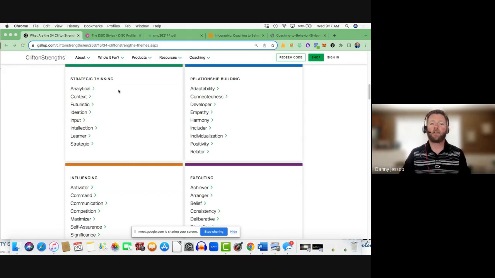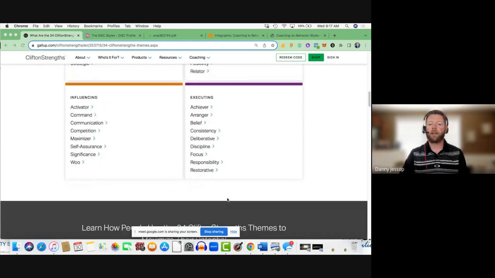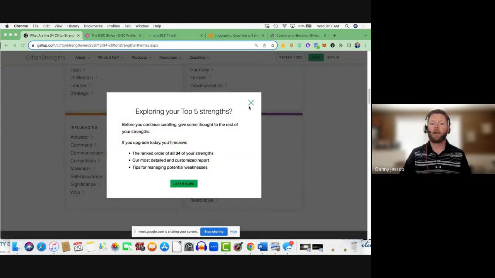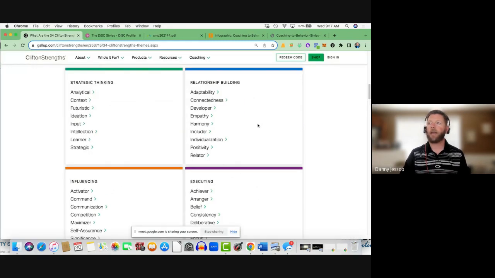And so their high levels are strategic thinking, relationship building, influencing, and executing. And then, as I mentioned, it goes into like 34 different themes or areas inside here. As I went through and explored my top 5 strengths, Woo was number 1. I guess I like to woo people overall. Number 2 was positivity, and hopefully, during these calls, you've received some positive energy from us. Number 3 was strategic, number 4 was communicator, and number 5 was arranger.